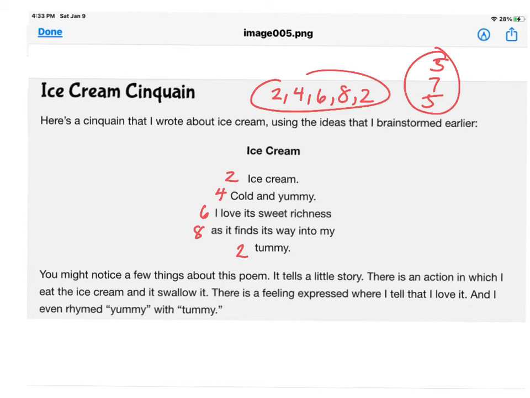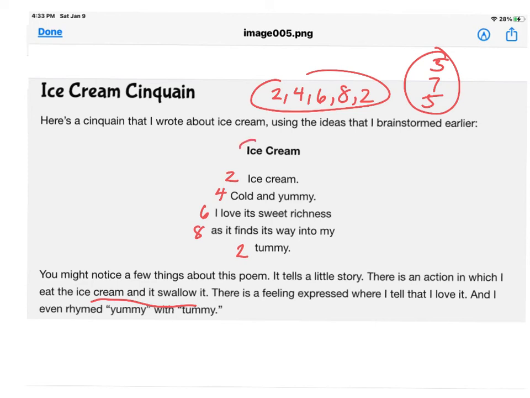All right. So you might notice that my poem kind of tells a story. There's an action in it because we're eating the ice cream and swallowing it. Okay. Your poem does not have to tell a story. It also does not have to rhyme. Okay. It does have to have the correct amount of syllables.